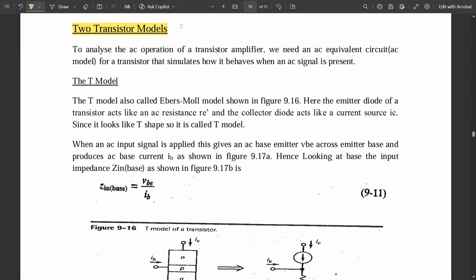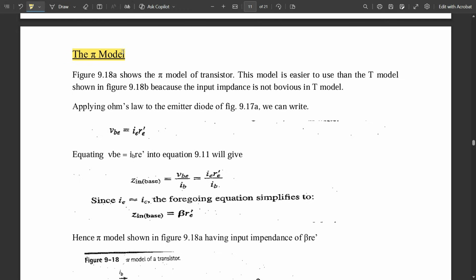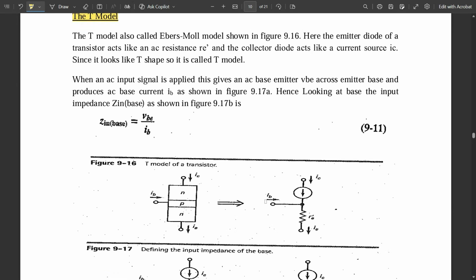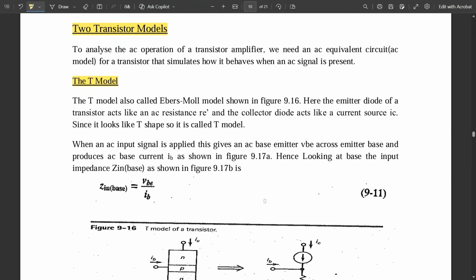There are basically two transistor models which you need to keep in mind. One is called the T model and another one is called the pi model. What do you mean by T model and pi model? What parameters are involved in them, and how would the equivalent circuit look? Everything we are going to discuss in this video, so stay tuned till the end.